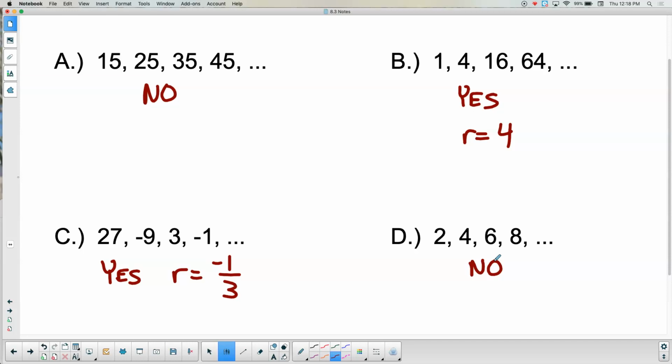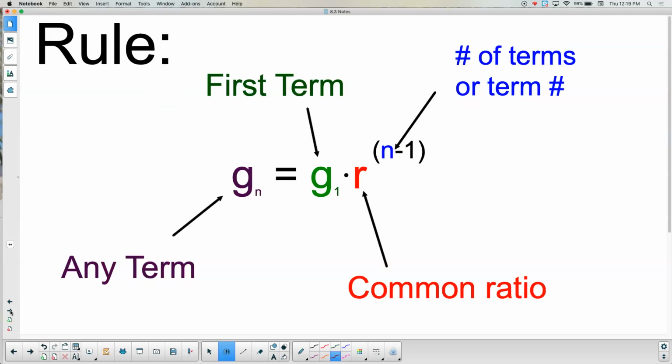So we need a rule. And there it is. Any term in our geometric sequence is equal to the very first term in our geometric sequence times our common ratio raised to the n-1 power, where n is the number of terms or the term number that we are looking for.